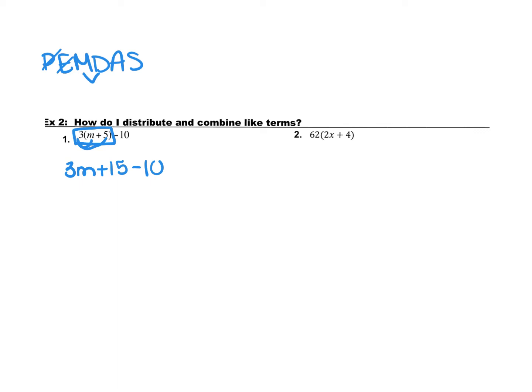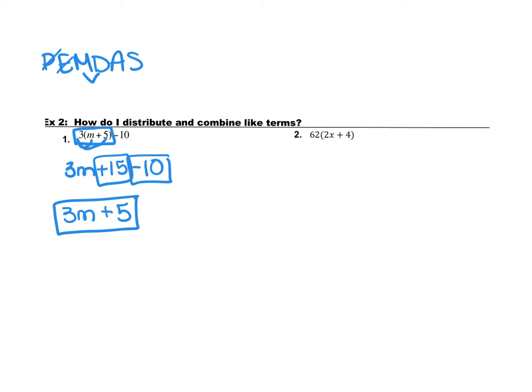Now we're going to combine like terms. I'm going to take my 15 minus 10. So I've got my positive 15, and I'm going to minus a 10. So I'm going to have my 3m, and I'm going to have plus, because 15 minus 10 is going to give me 5. And so my simplified answer here now is 3m plus 5.